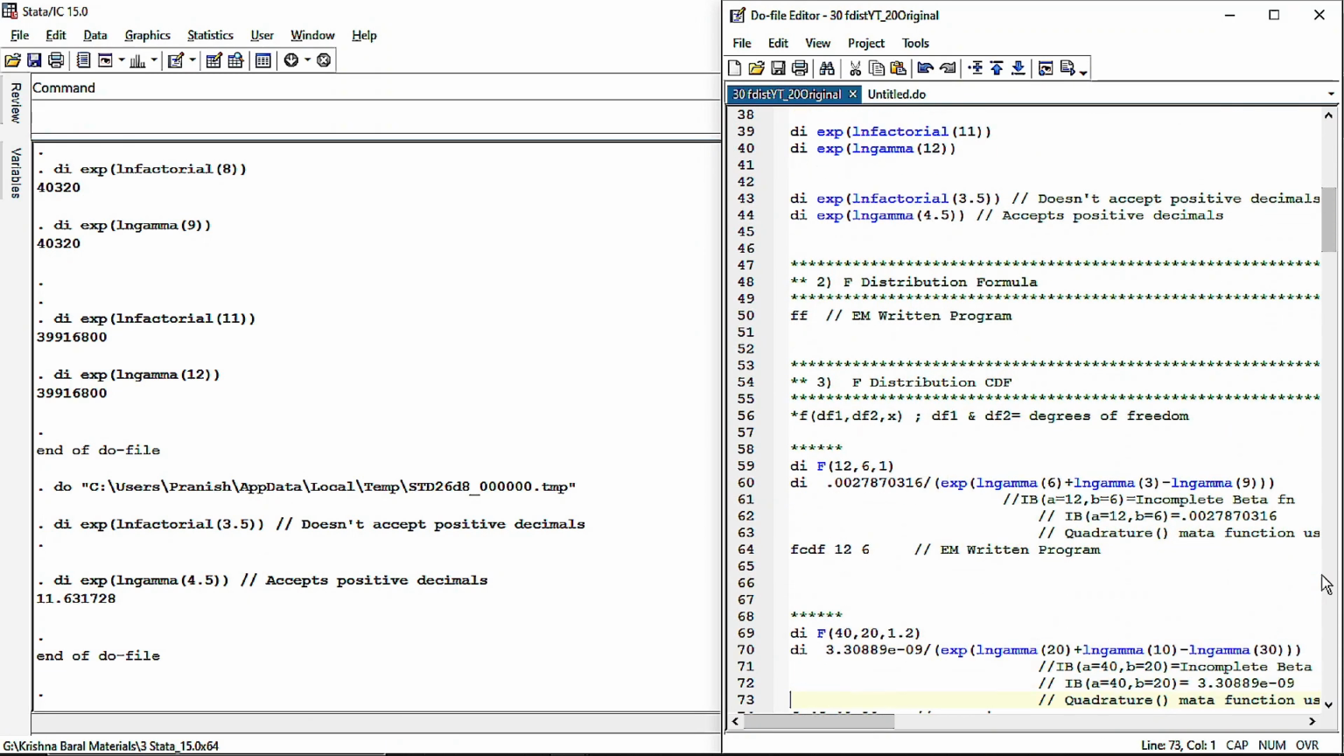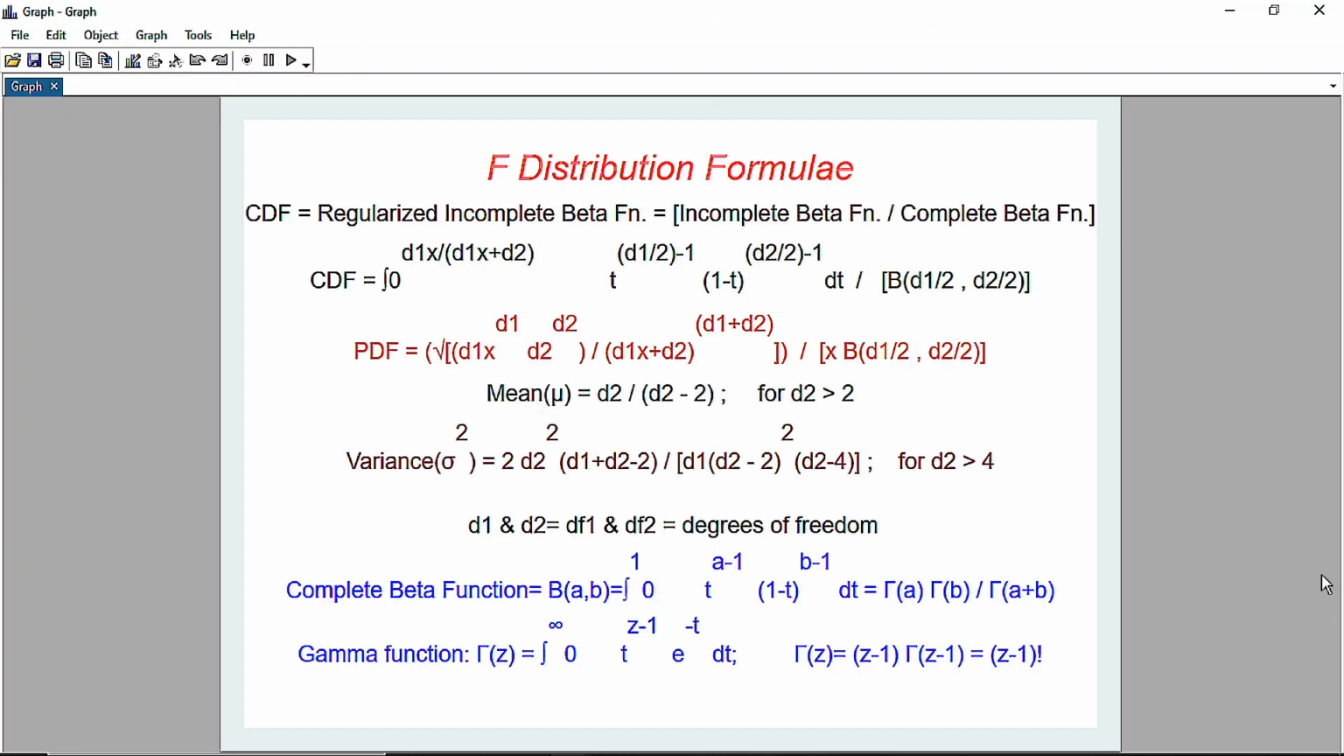Now let us see some of the formulae of the F distribution, and we will calculate the value of PDF and CDF in our next session. First of all, the mean is equal to degrees of freedom 2 divided by degrees of freedom 2 minus 2, and we want the degrees of freedom 2 to always be greater than 2. Because if it is less than 2, then the mean will be negative, and as the F distribution is the ratio of chi-square distributions, and chi-square itself is a positive distribution, we don't expect the mean to be negative.